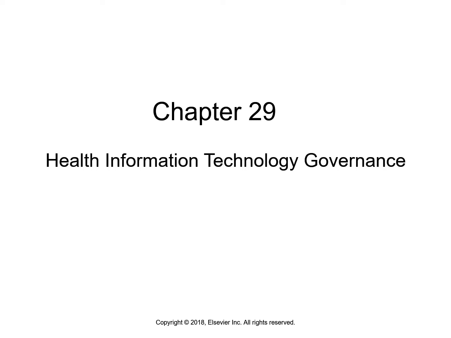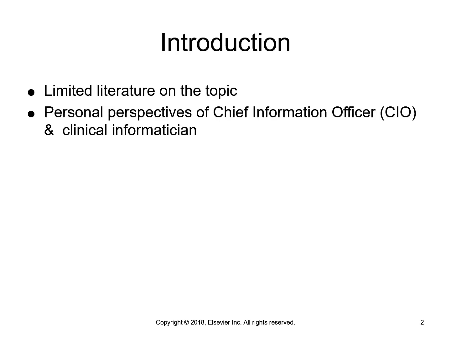Chapter 29, Health Information Technology Governance. The general principles and recommendations provided should be equally applicable to other healthcare settings, like small and medium-sized healthcare organizations and post-acute facilities.